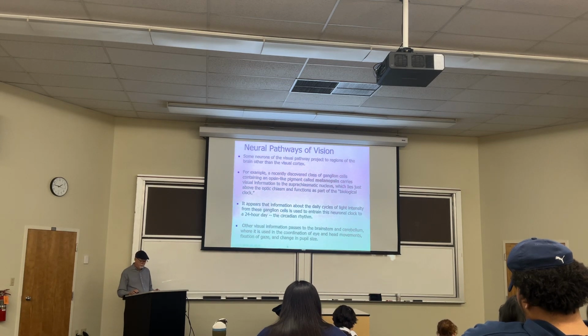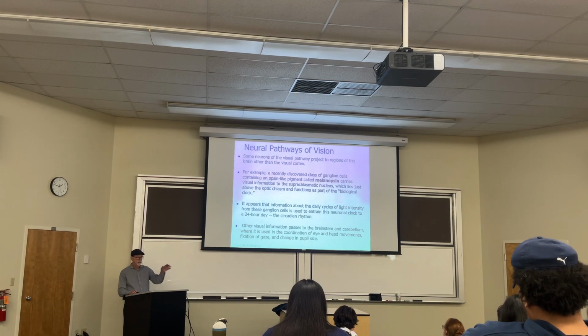We also have some other pathways. Instead of going to the occipital lobe of the cerebrum, some goes to the brainstem and the cerebellum, which helps coordinate our eye movements and head movements and all of that.